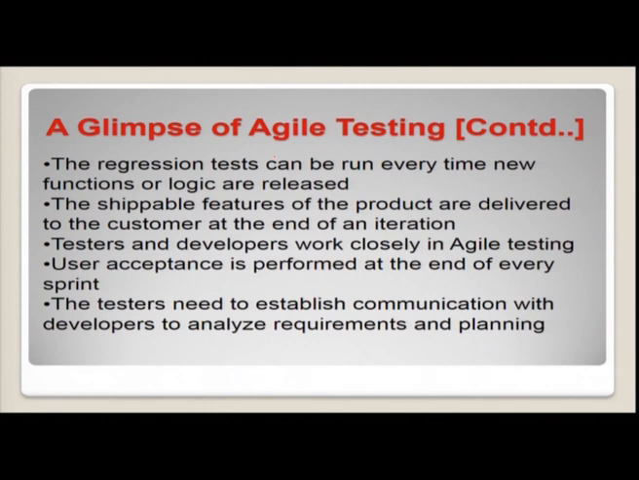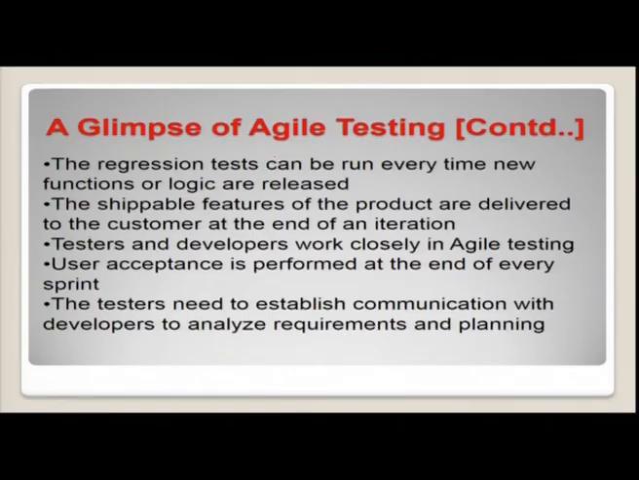Then the testers need to establish communication with the developers to analyze the requirements and planning, and even for future planning. So it is a responsibility of the entire agile team, in order to be dynamic, enthusiastic and energetic, to have a good set of communication, a good set of interaction, and to collaborate. All are equal. There is no hierarchy being followed as far as an agile model is concerned. So this is a glimpse of agile testing.